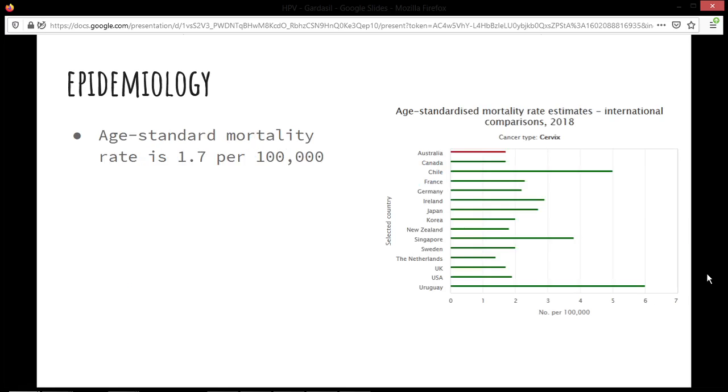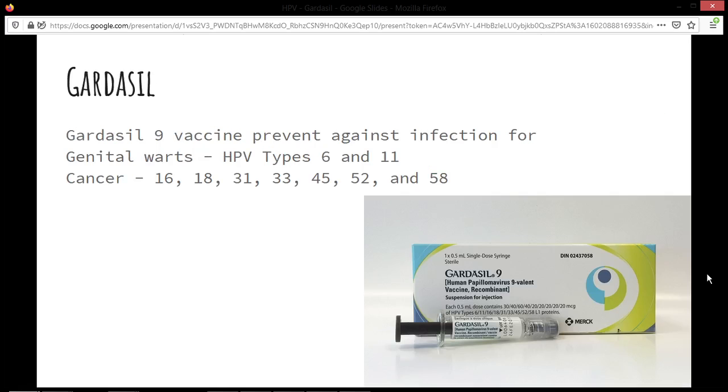Compared to the global age-standardized mortality rate, Australia is at 1.7 per 100,000 females. Vaccines are available to prevent HPV infection. Gardasil is the most effective way to prevent HPV. Then, in 2014, the Gardasil 9 vaccine was released, and it protects against infection for genital warts and cervical cancers caused by HPV strains.